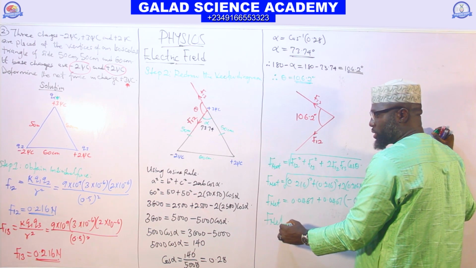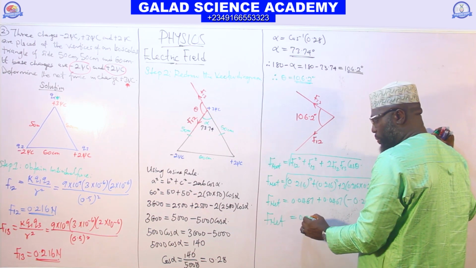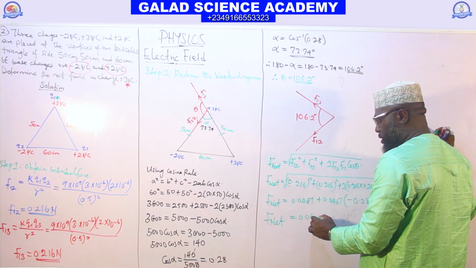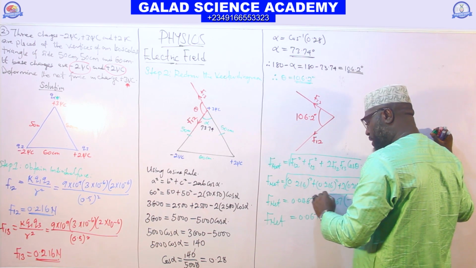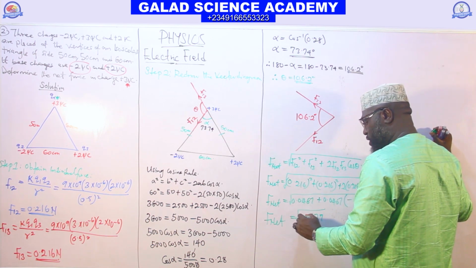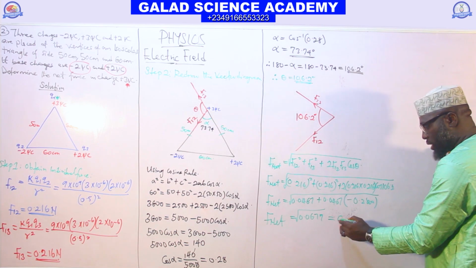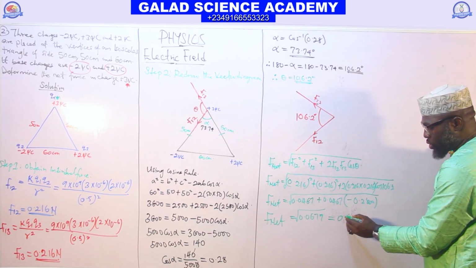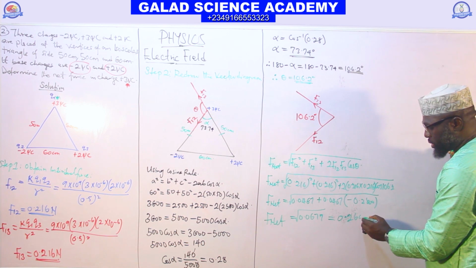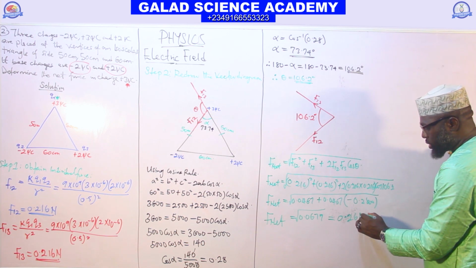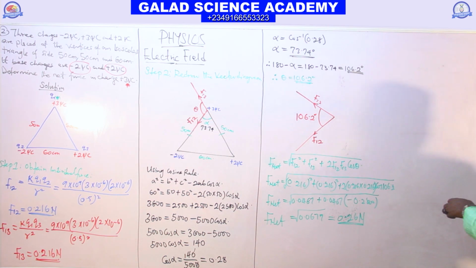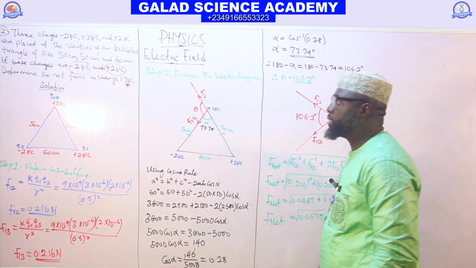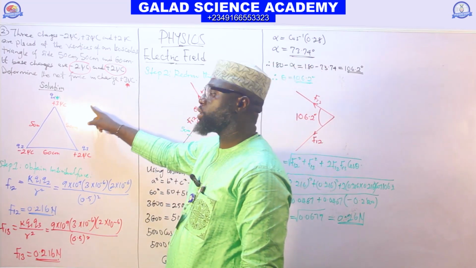The F naught will end up with 0.0677, everything squared here, everything squared. You now end up with 0.26 Newton. That is the force, the net force on charge plus 3.